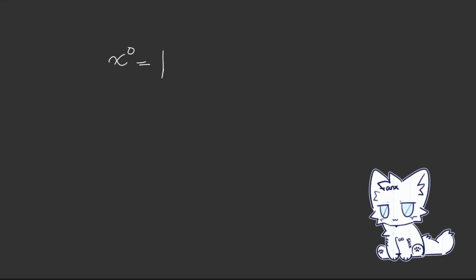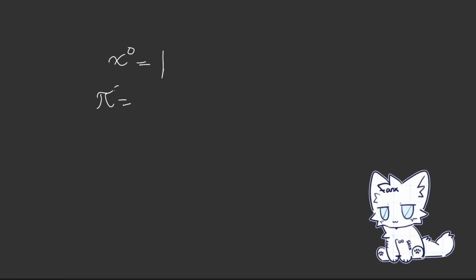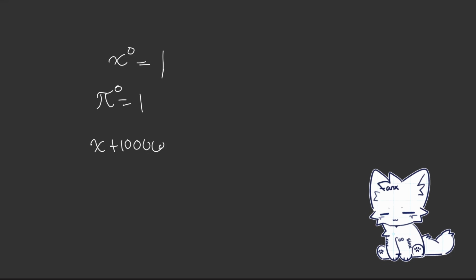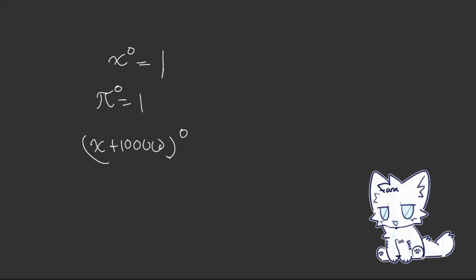Now, this is a very interesting rule. Anything to the 0th power is equal to 1. So it doesn't matter, like pi to the power of 0 is equal to 1, x plus 1 million to the 0th power is equal to 1. Anything to the power 0 equals 1.